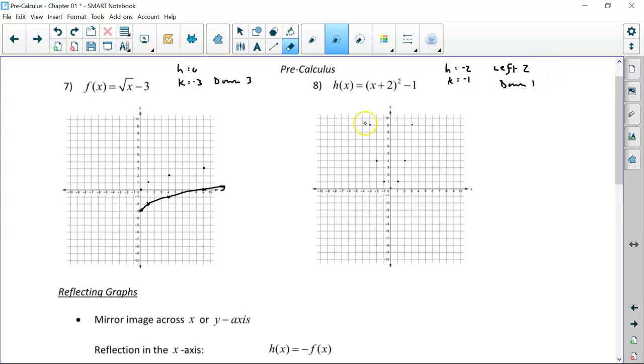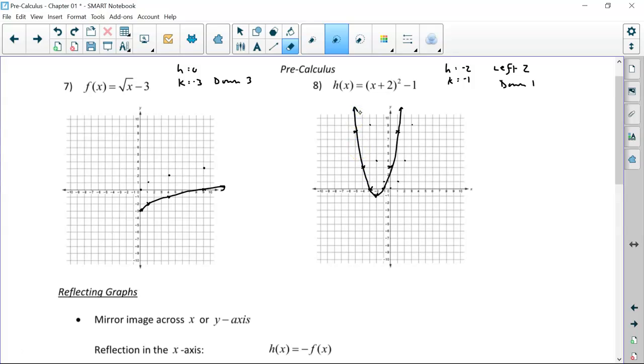So I'm going to take each point and go left 2, down 1. Left 2, down 1. Left 2, down 1. And there is our graph.